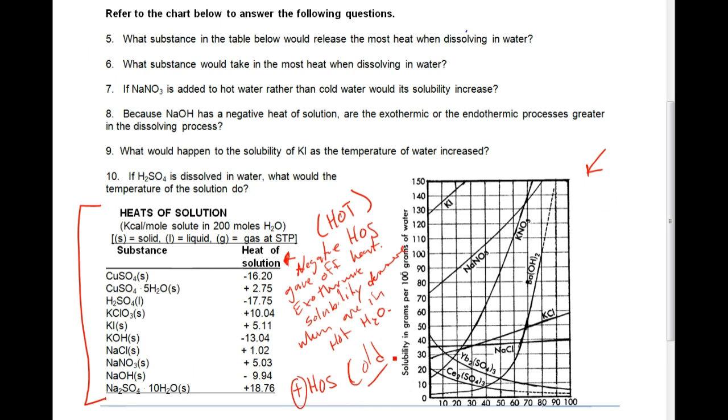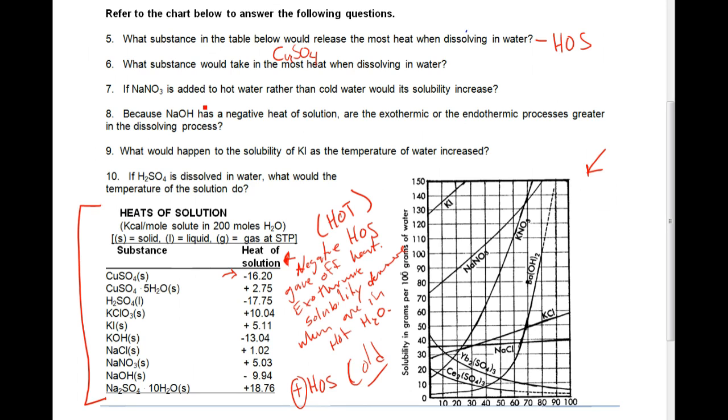What substance in the table below would release the most heat when dissolved in water? All right, negative heat of solution gives off heat, so I want to find the one with the highest negative value. Right here at the top, this is the highest negative value at negative 16.20, so I would say copper 2 sulfate. That would provide the most heat. Try number 6 before I do it for you.